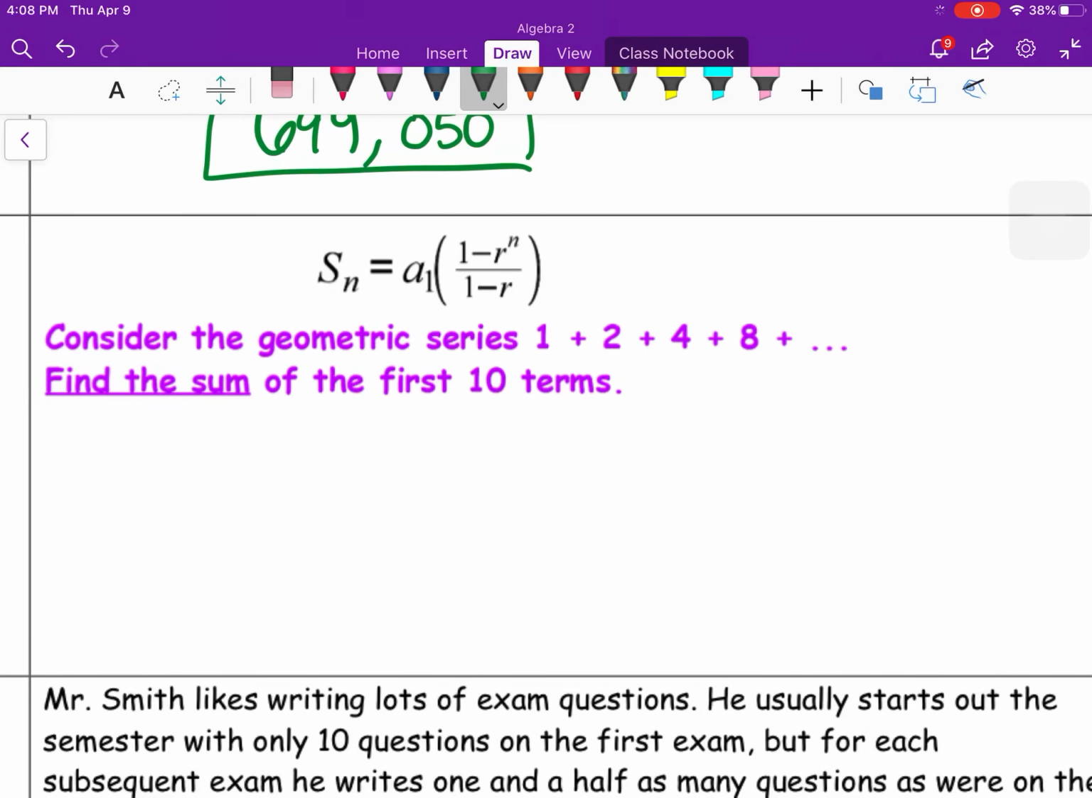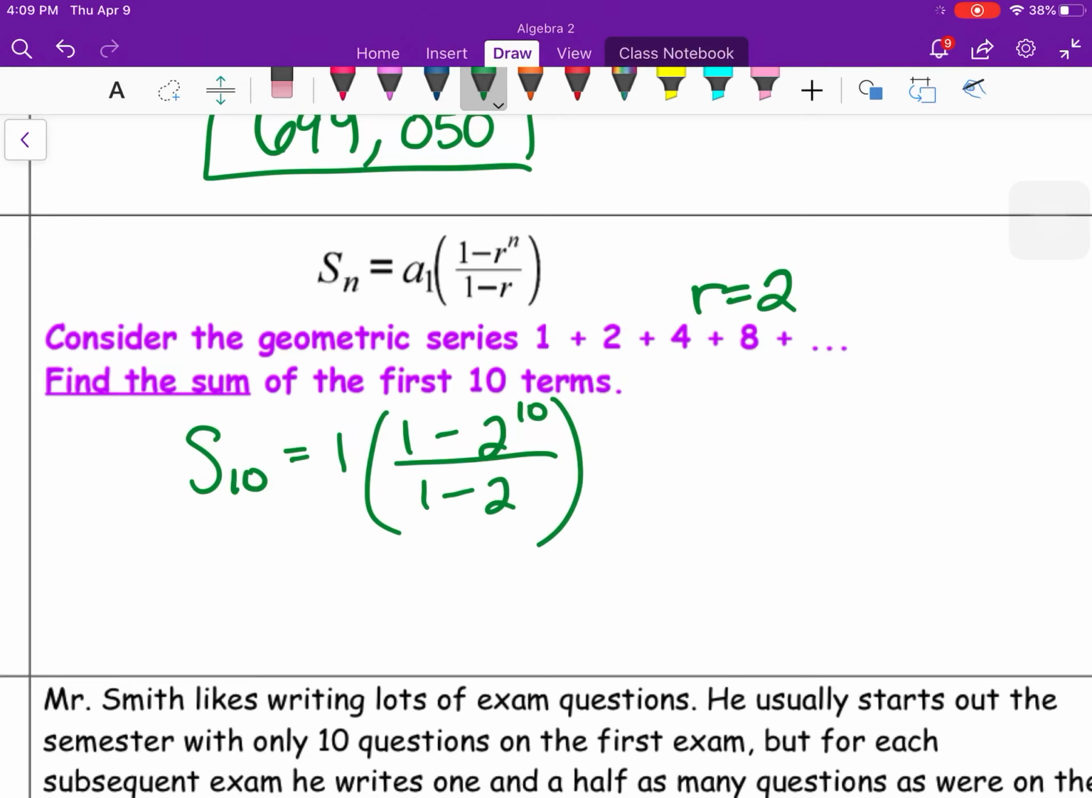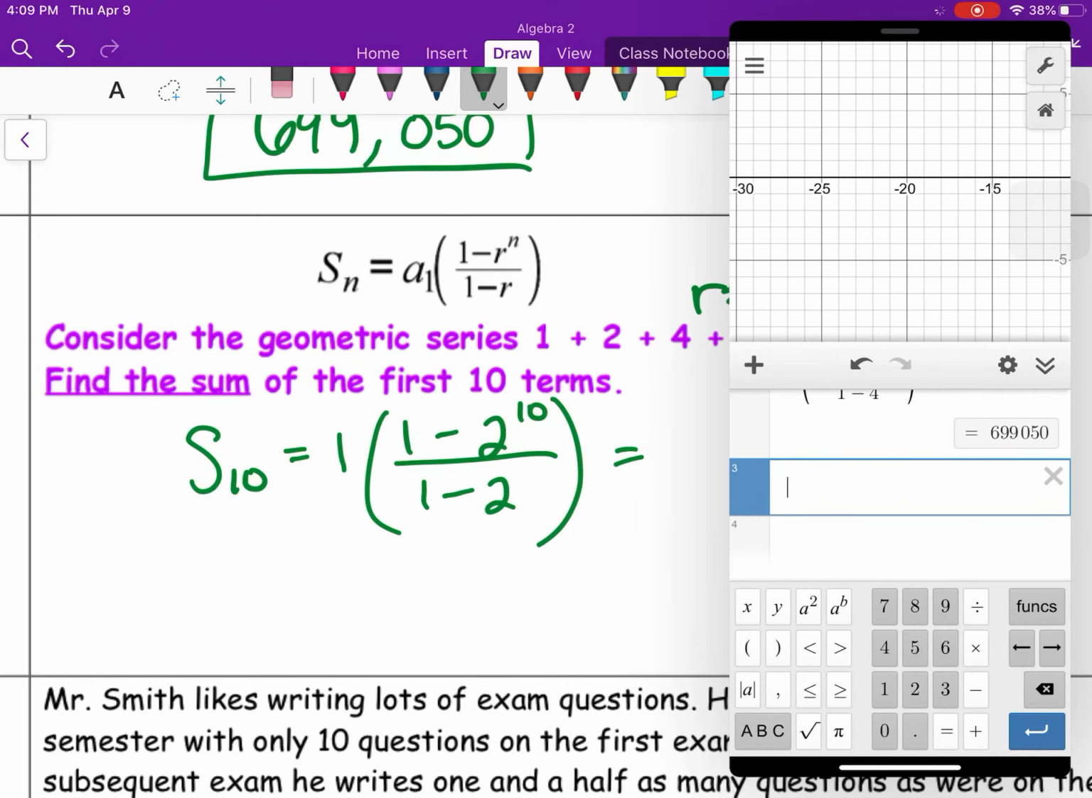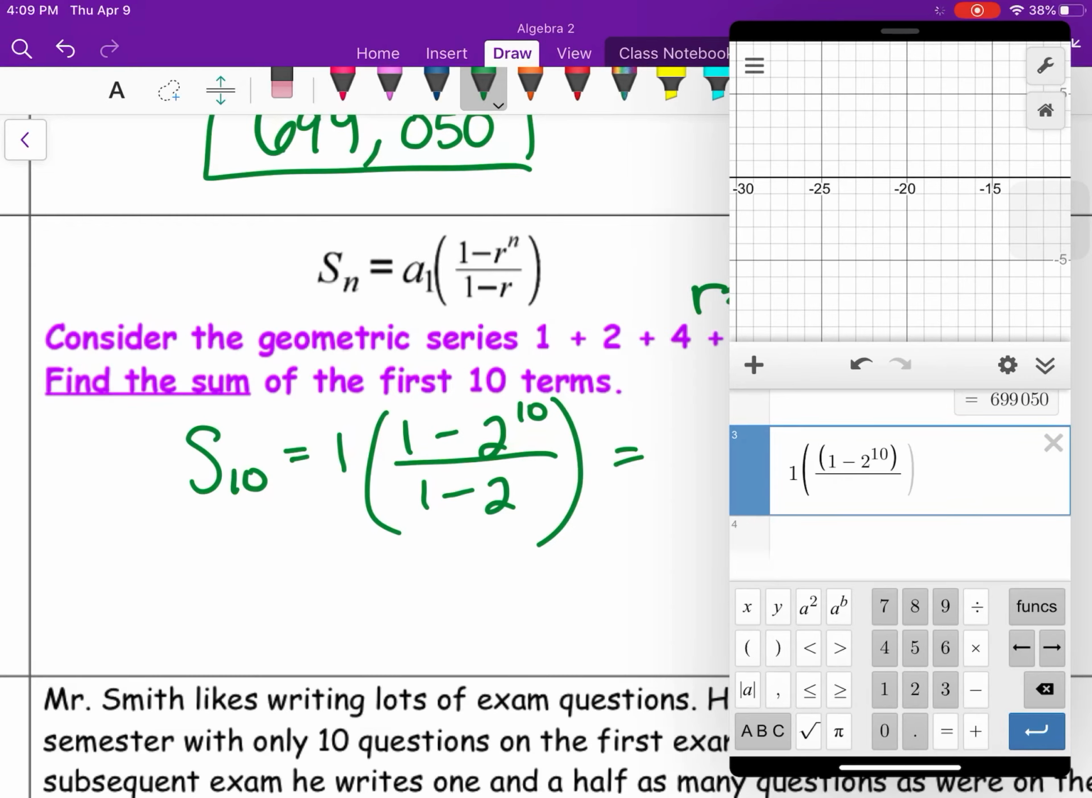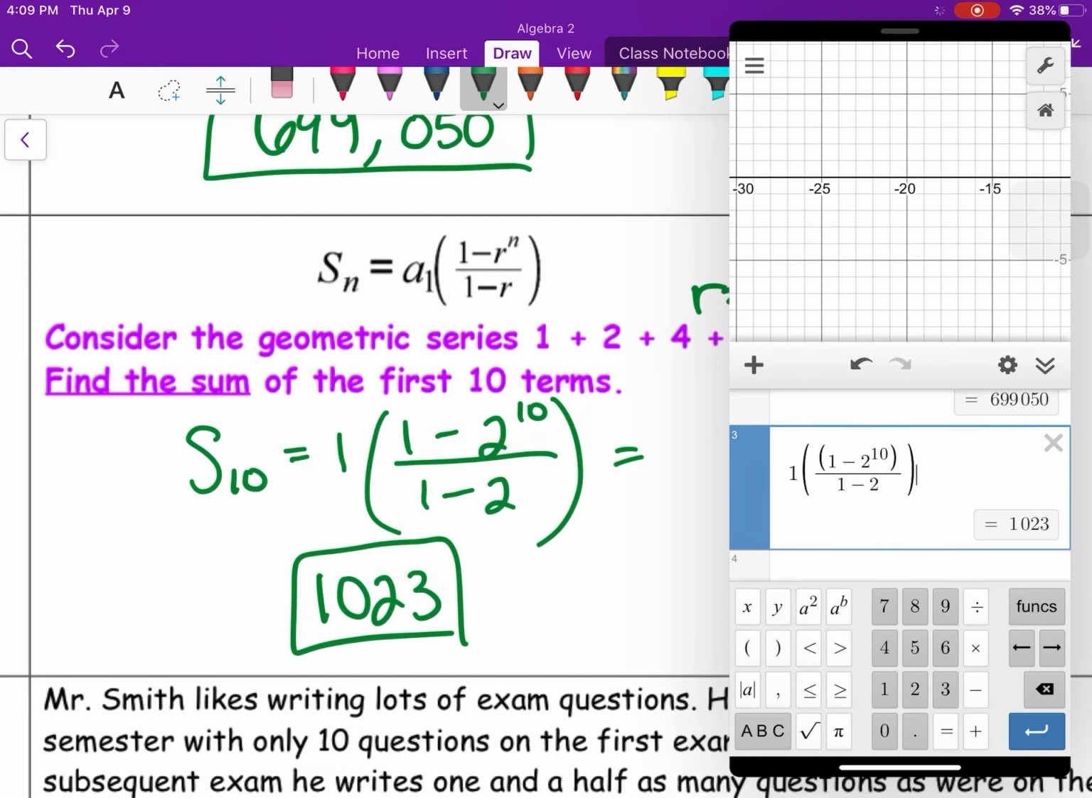All right, this one is sum of the first 10 terms again, so S sub 10. The first term is 1. 1, 2, 4, 8. You're multiplying by 2 every time. So R is 2, and then it was the 10 terms, so 2 to the 10th over 1 minus 2. So 1, parenthesis, 1 minus 2 to the 10th, arrow over, parenthesis, divided by 1 minus 2. Whoops. There we go. 1,023. So that one's a smaller series.